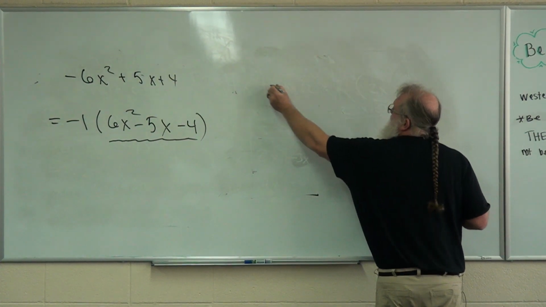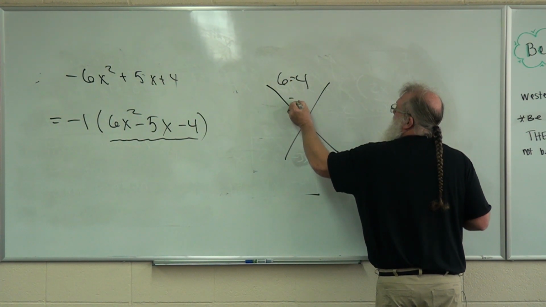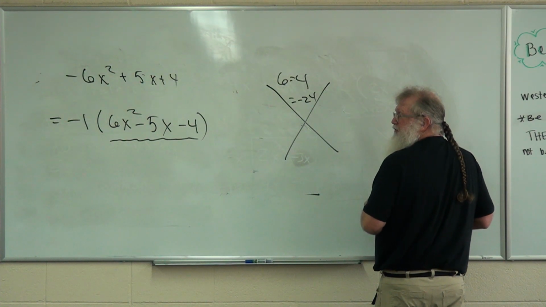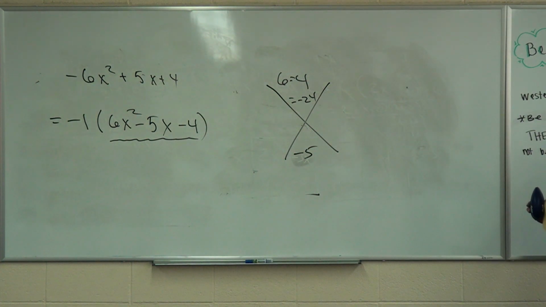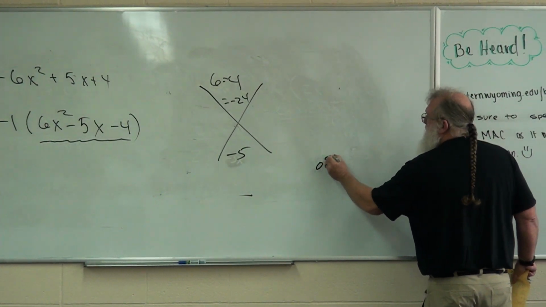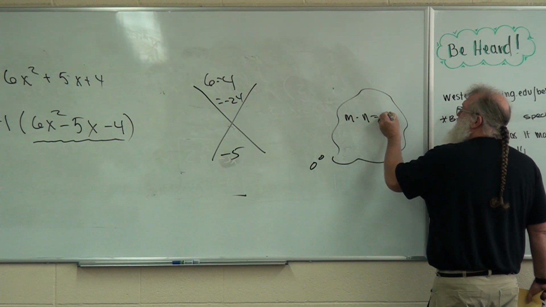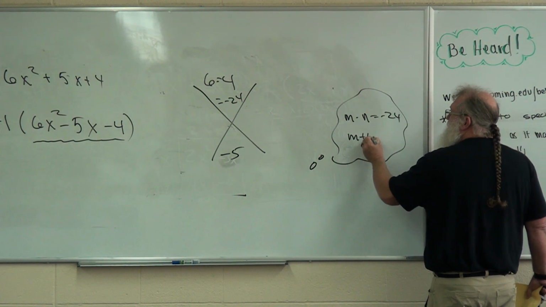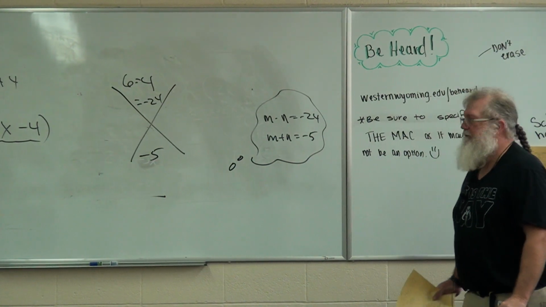So what are we going to have? Our A times our C. 6 times minus 4 is what? Minus 24. So we're looking for two numbers that multiply to minus 24 and add up to what? Minus 5. So turn on your brain there again and think about two numbers that multiply to negative 24 and add up to a negative 5. So the bigger absolute value is going to have to be negative.